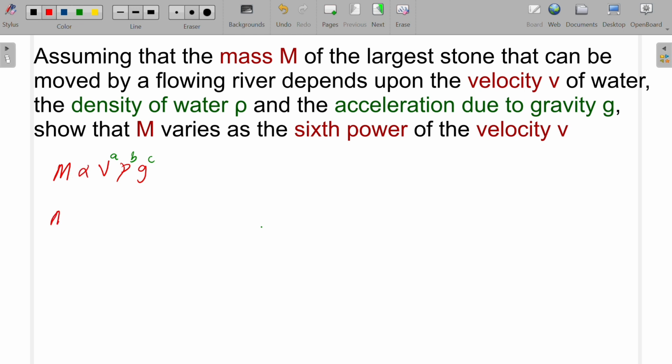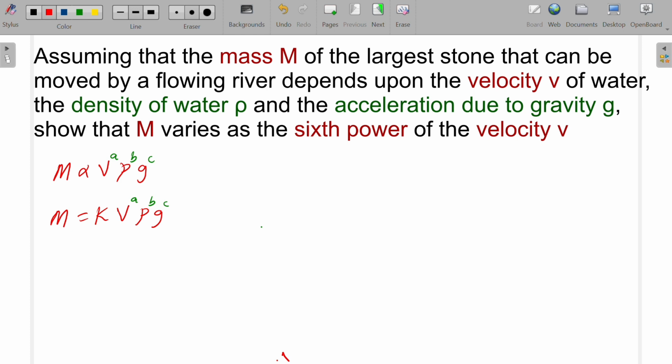We'll say our mass is equal to k multiplied by v, multiplied by rho, multiplied by g. The powers are still there: to the power of a, the power of b, and the power of c on the other side. Now that we have replaced this, we can start doing our working. So we are going to look for the units of both what we have on the left side and what we have on the right side.